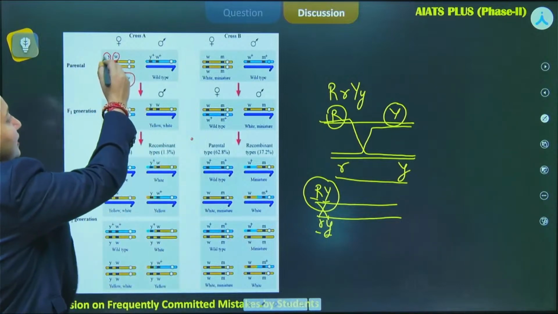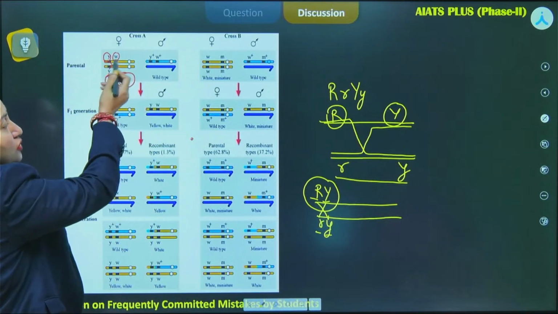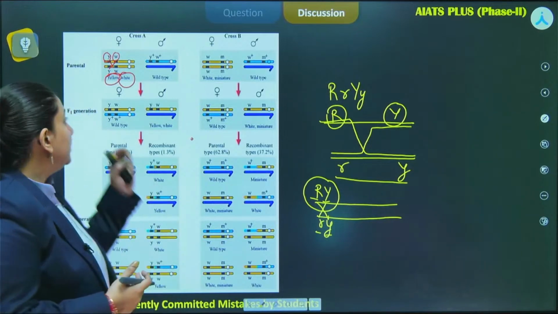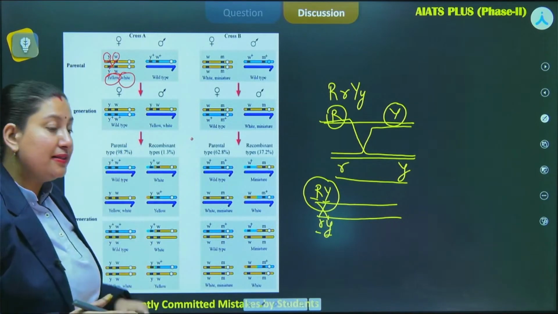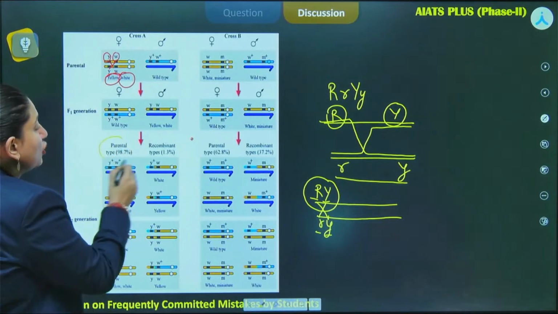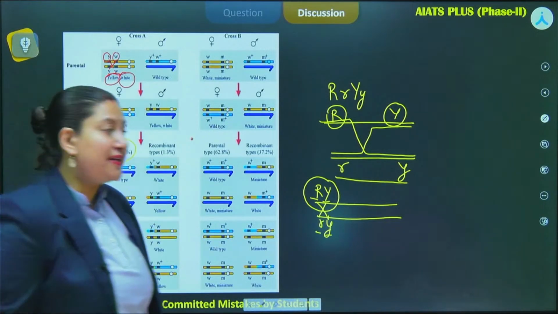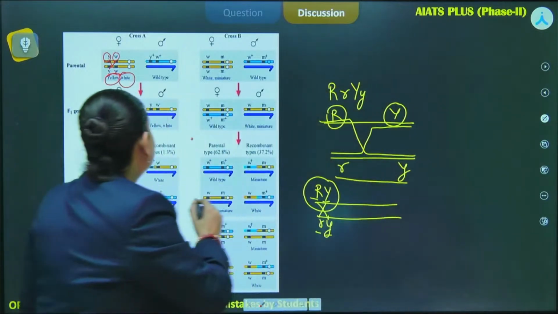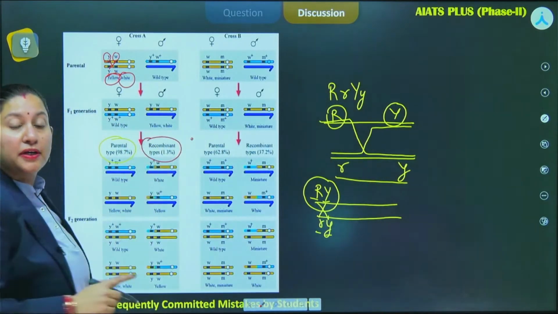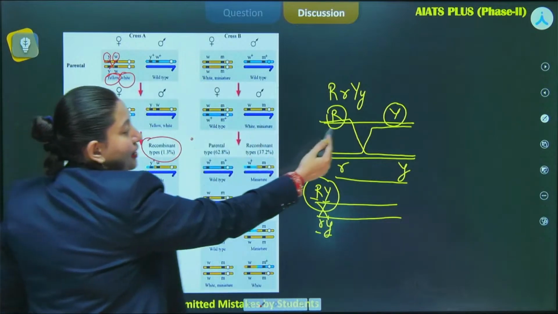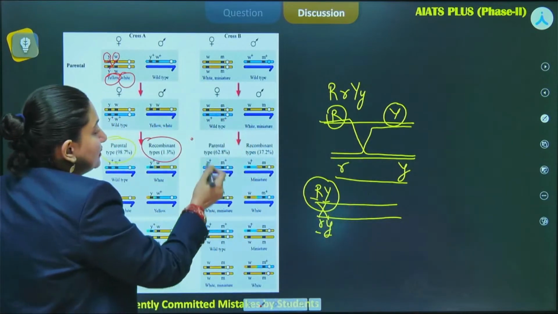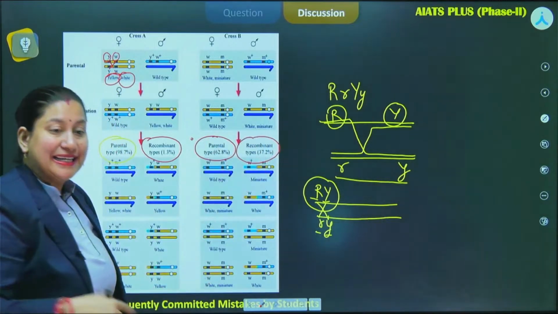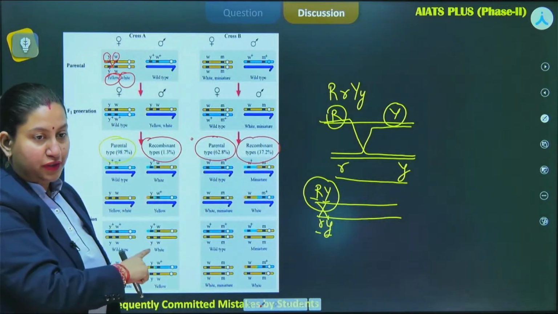So in this case also, because of this close placement, the genes assort together, and that is the reason why parental combinations are too high, 98.7%, and the recombinants are too low. But on the contrary, if the genes are far apart like this, then the parental combination reduces and the recombinants increase in comparison to this particular cross.